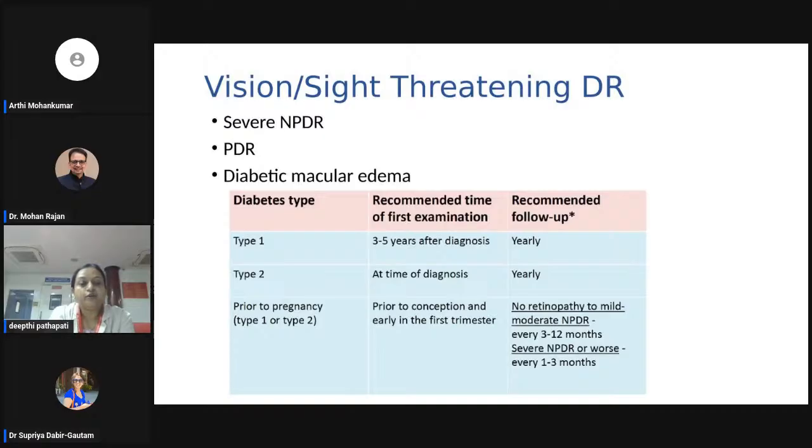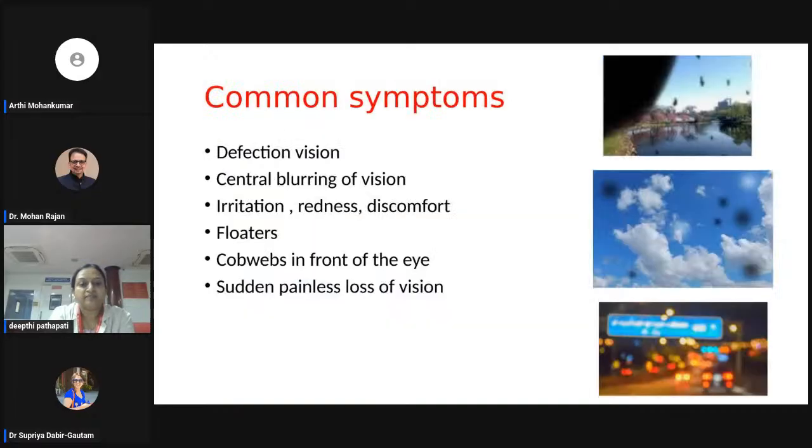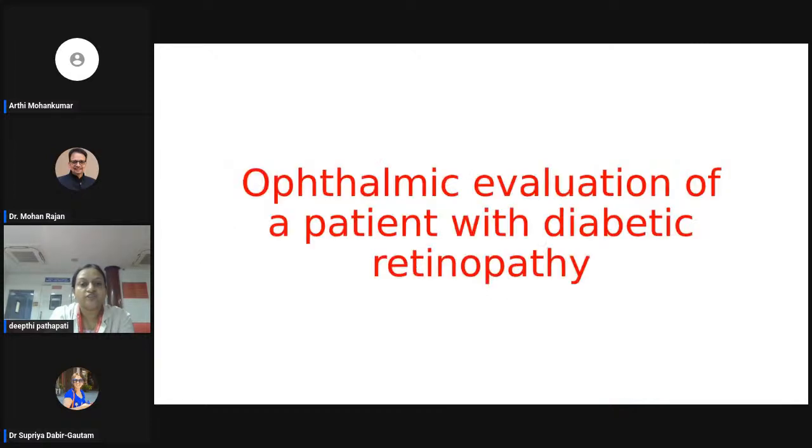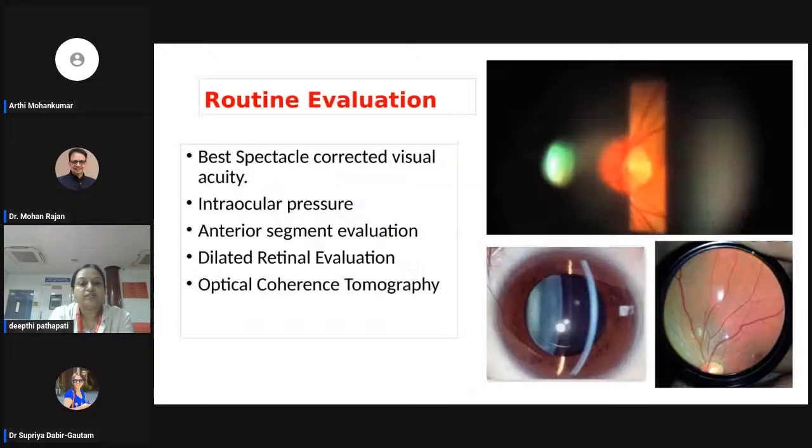Severe NPDR or worse every 1 to 3 months. Common symptoms include defective vision, central blurring of vision, irritation, redness, discomfort, floaters, cobwebs in front of the eyes, and sudden painless loss of vision. Ophthalmic evaluation of a patient with diabetic retinopathy involves BCVA, intraocular pressure, anterior segment evaluation, dilated retinal evaluation, optical coherence tomography.